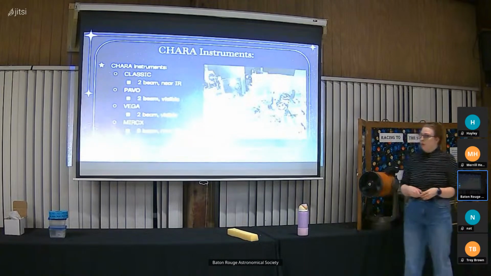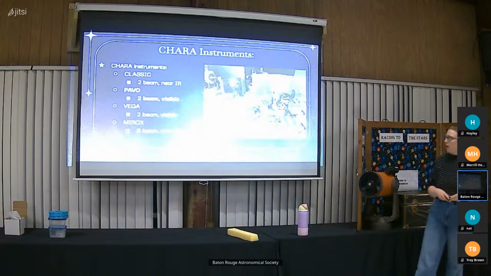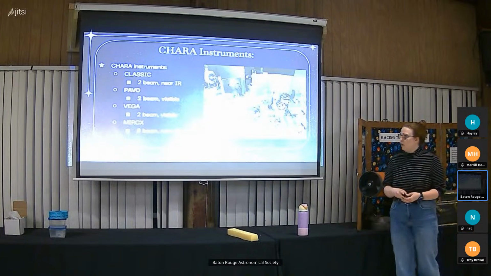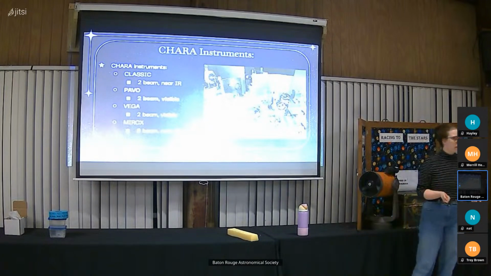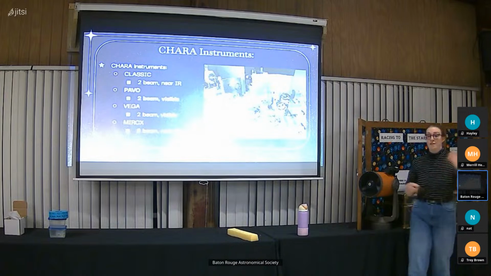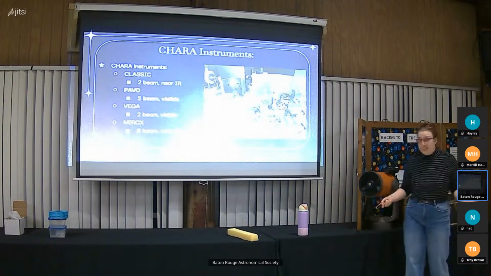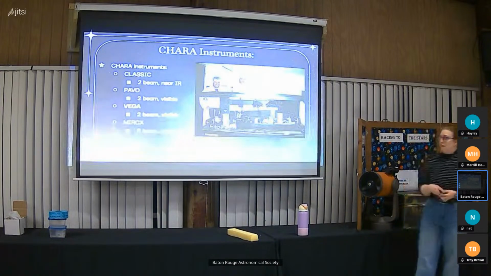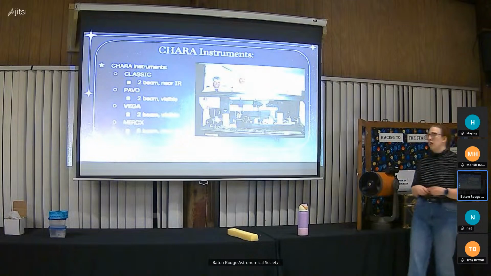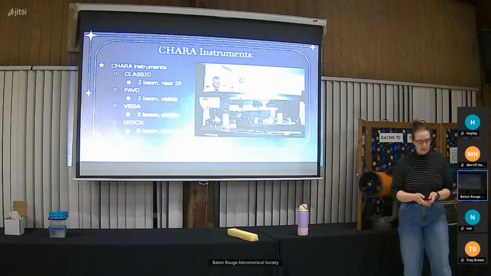We have PAVO. PAVO is what most of my thesis data came from. It is a 2-beam combiner, and it operates in the visible. And then we also have VEGA. VEGA is a 2-beam combiner, also operates in the visible.